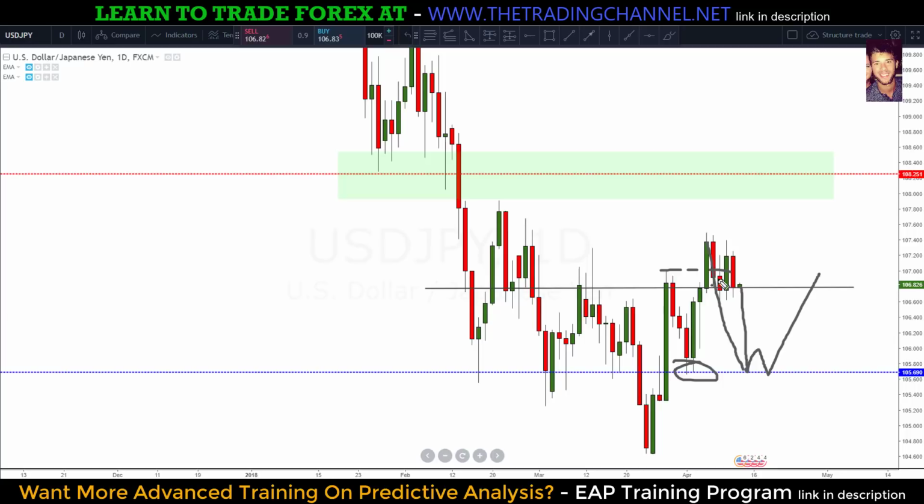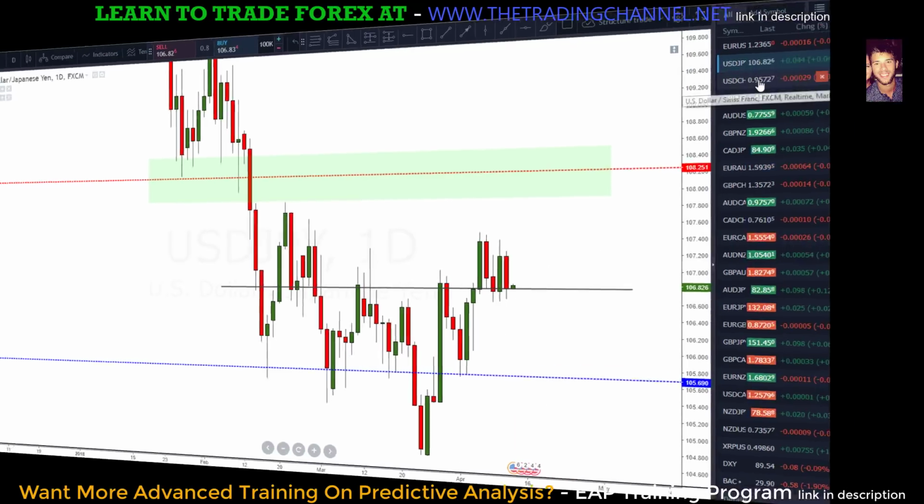And of course, our short trades this week, or our possible short trades, are if the market gets up into 108, between 108 and 108.2. That's an area in the market we'll take a look at for possible short opportunities here on the dollar yen. And that's what we're looking at on this pair. Let's go ahead and move on to our next pair now, which is going to be the dollar Swiss.